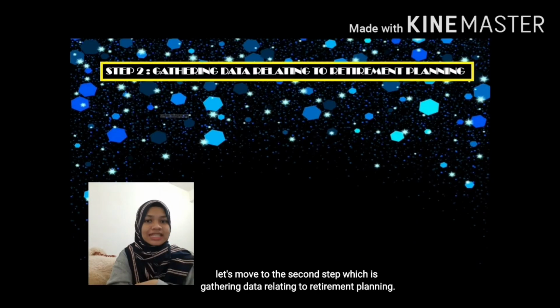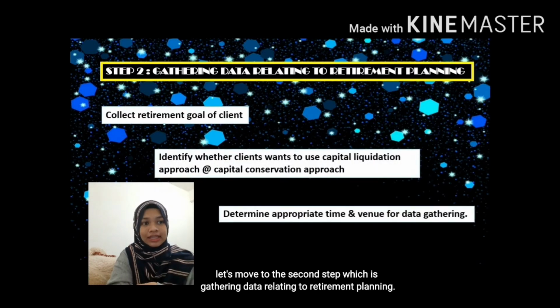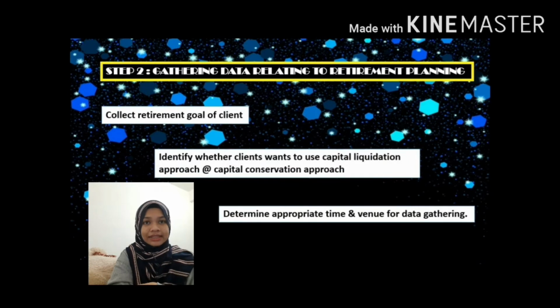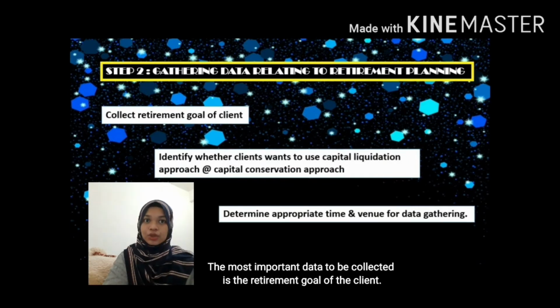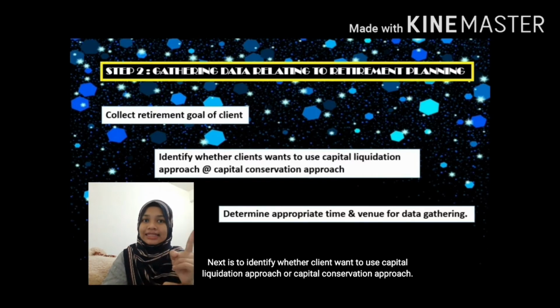Let's move to the second step, which is gathering data relating to retirement planning. The most important data to be collected is the retirement goal of the client. This is because actions and recommendations have to be made in line with client goals. Next is to identify whether clients want to use the capital liquidation approach or the capital conservation approach.